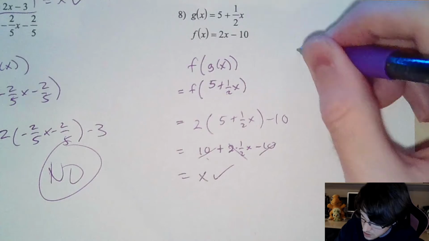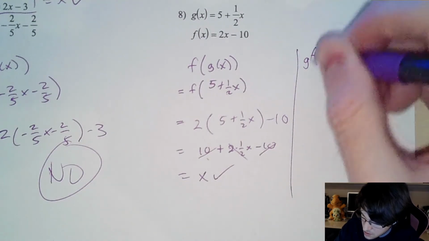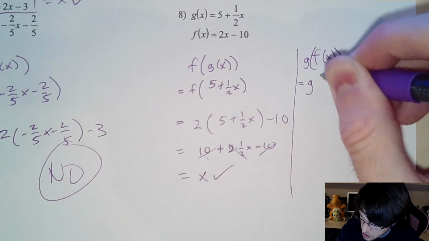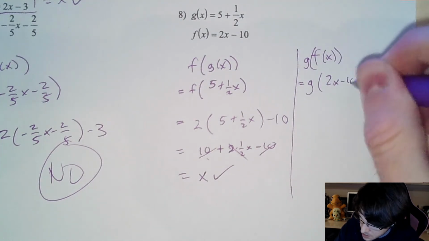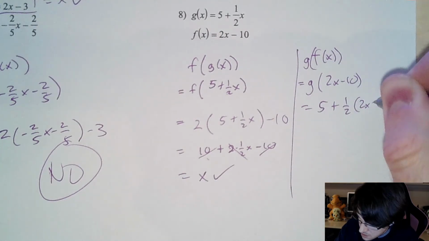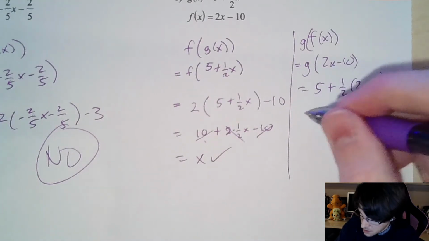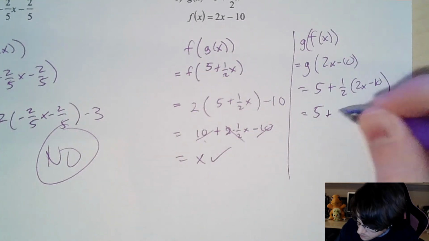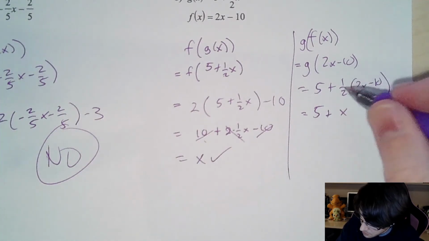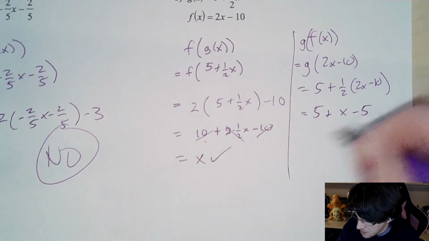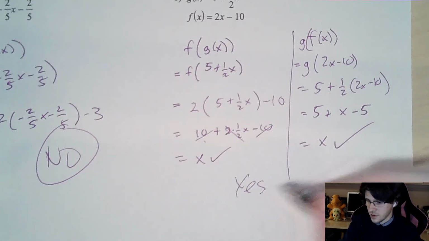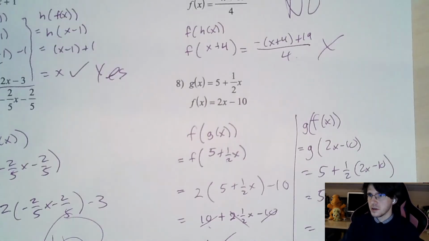Same exact thing must be done with g of f of x as well. g of 2x minus 10 is 5 plus 1 half of 2x minus 10. Distribute that 1 half. Just like we saw in the previous question, 1 half times 2 is going to cancel out, so we just get x by itself. 1 half times negative 10 is negative 5, and sure enough, the 5 and the negative 5 cancel. We get x by itself. Yes. Forgot to write the word yes over here.